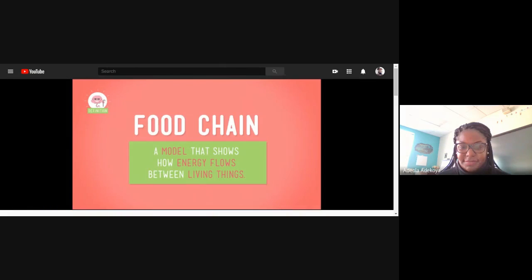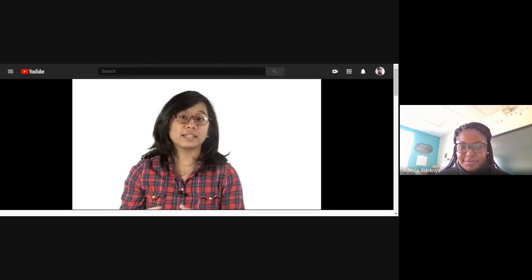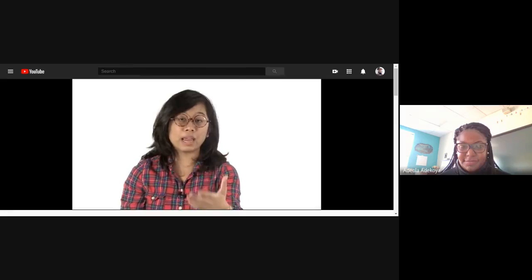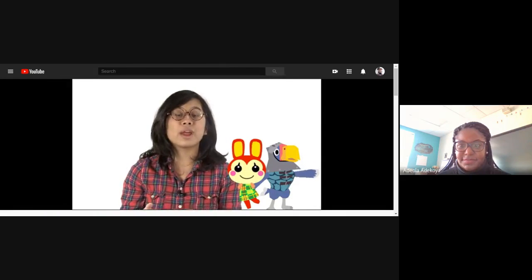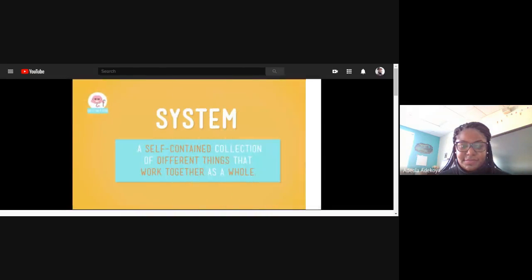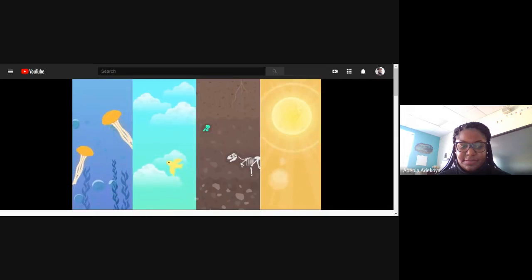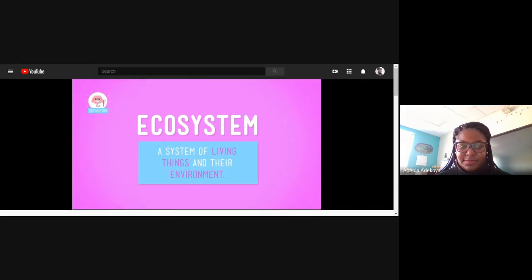A food chain is a model that shows how energy flows between living things. You can think of animals and plants in the same food chain as all living in the same neighborhood, which scientists call a habitat. And they all have a job to do, interacting with each other day in and day out. Together, they form a kind of system, a self-contained collection of different things that all work together as a whole. And they also interact with the non-living stuff around them, like the water, the air, the ground, and the sun. Put it all together, and what do you get? A special system called an ecosystem. And food chains show us what eats what in an ecosystem.